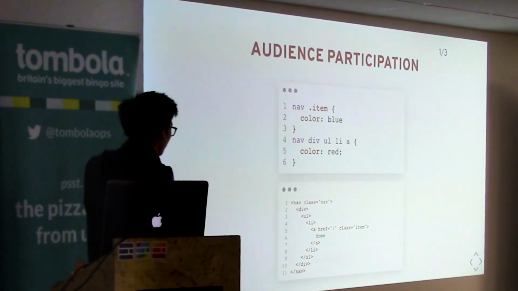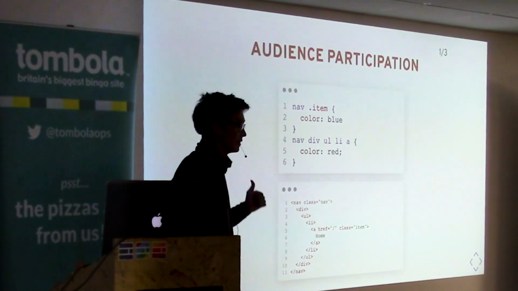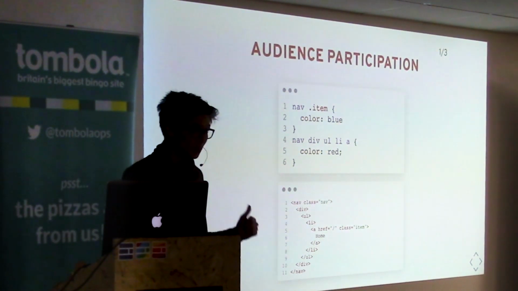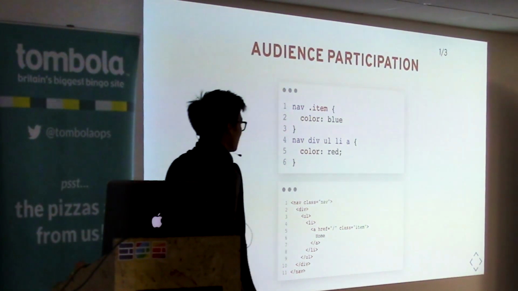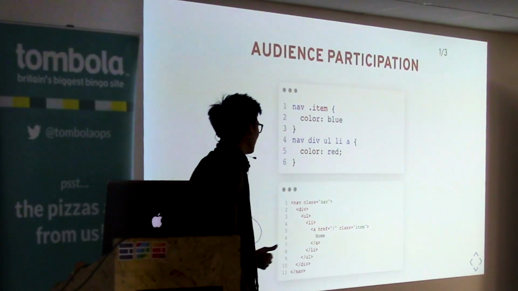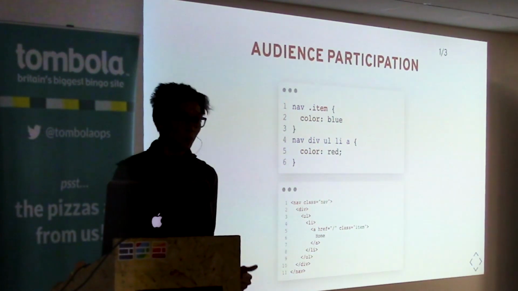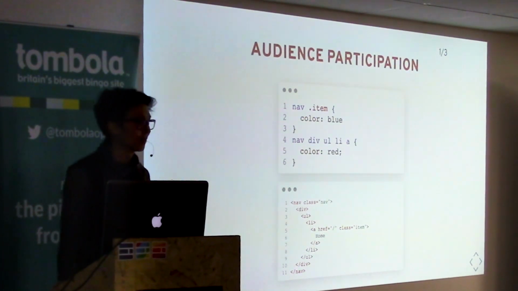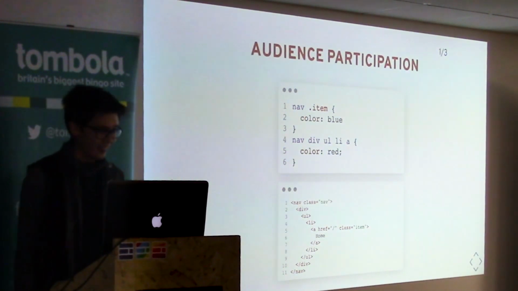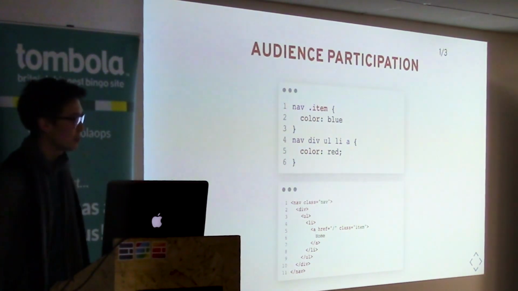In these two examples, we have a nav element and an item class saying the color is going to be blue. And we have a nav element, div element, ul element, li element, and a element, and the color is going to be red. So hands up if you think the color is going to be blue. Hands up if you think the color is going to be red.